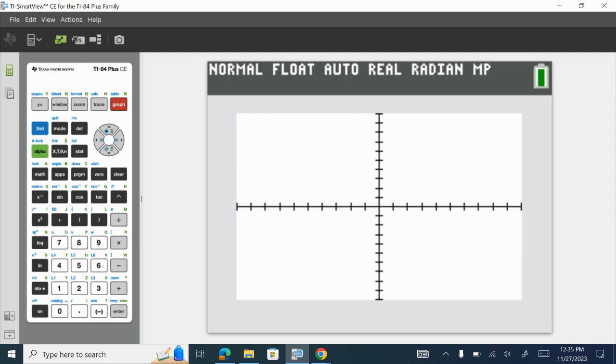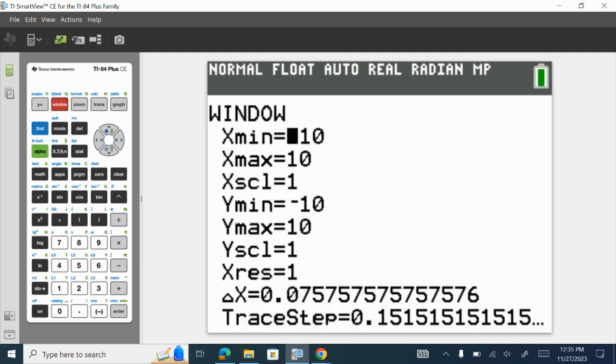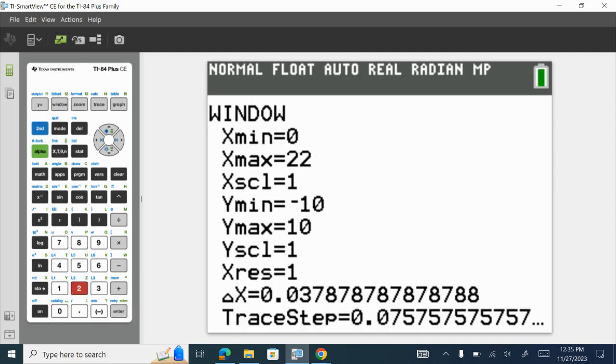Okay. We're going to change our window. But look, your table tells you what window to use. Okay, look at your t values. They go from 0 to 20, right? So let's go to my window. Let's change that. Let's say 0 to like 22.